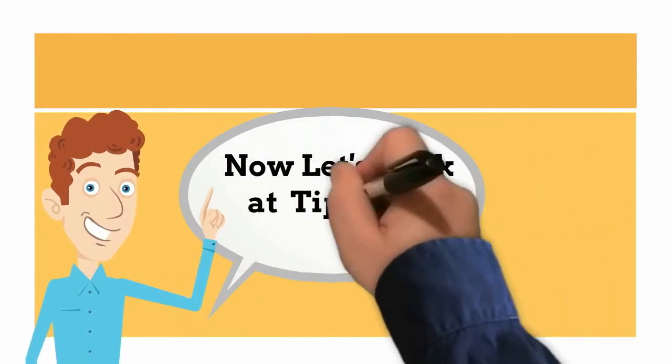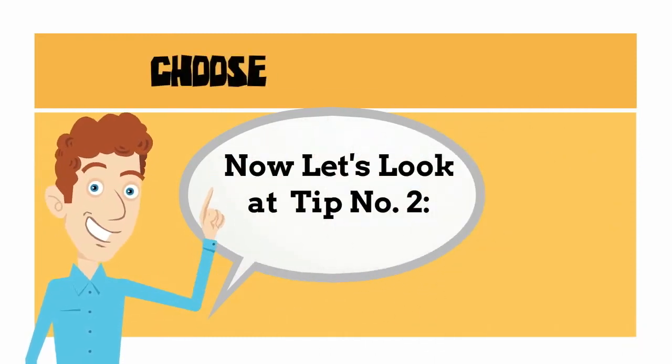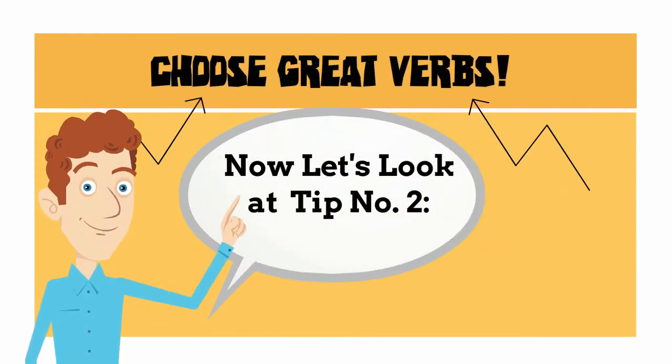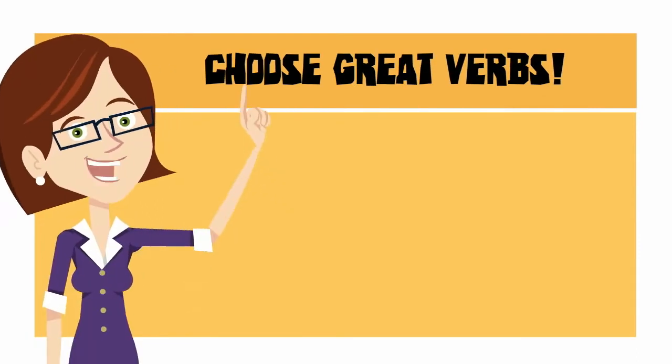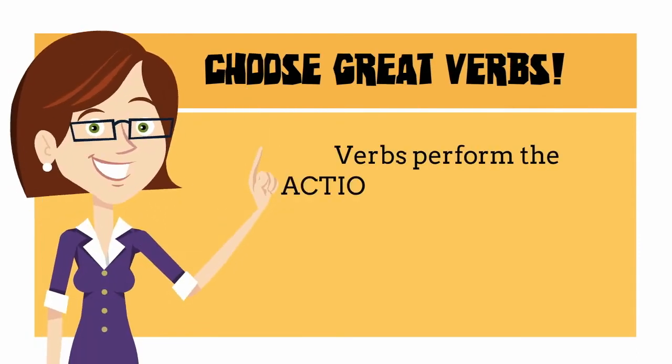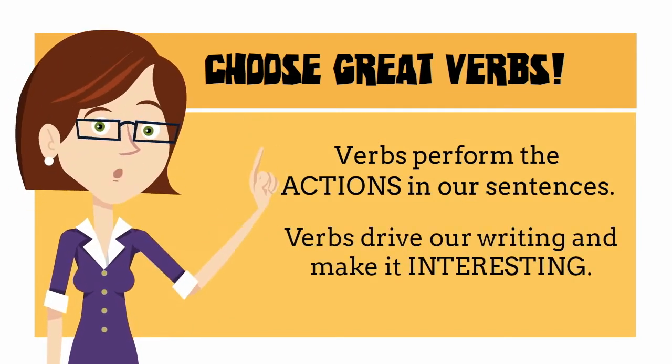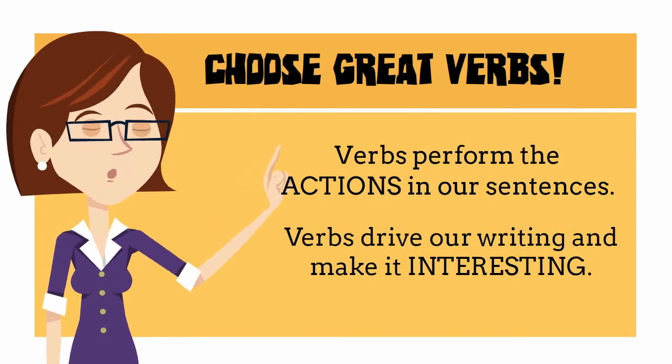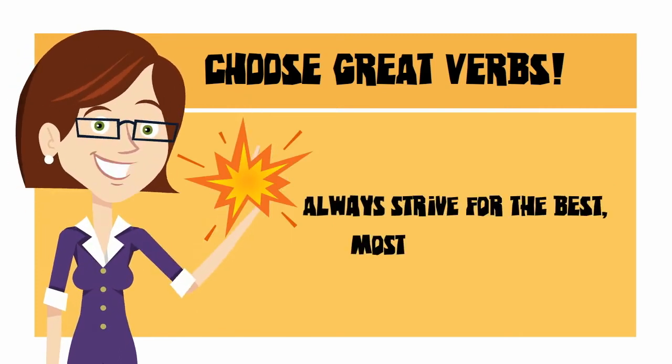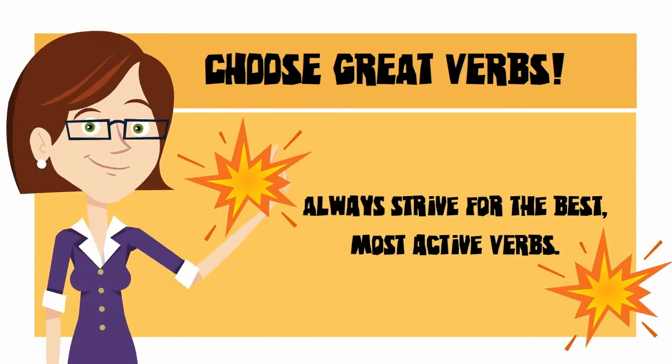Now let's look at tip number 2. Choose great verbs. Verbs perform the actions in our sentences. Verbs drive our writing and make it interesting. Always strive for the best, most active verbs.